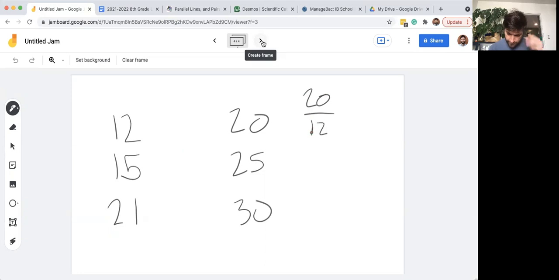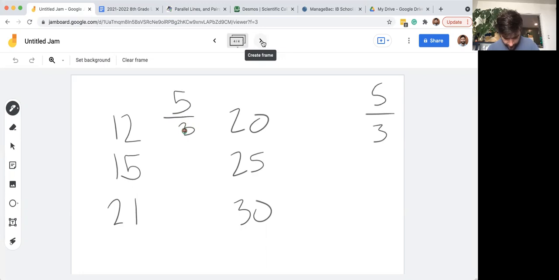Okay. And I'm going to reduce it. So what goes into both 20 and 12? Well, 4 does. So I can divide 20 by 4, and I get 5, 12 by 4, and I get 3. So that tells me they are in a ratio of 5/3, okay? Meaning the number on the right will be 5/3 of the number on the left every time if they're similar.